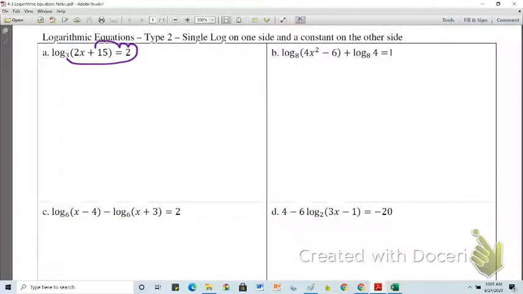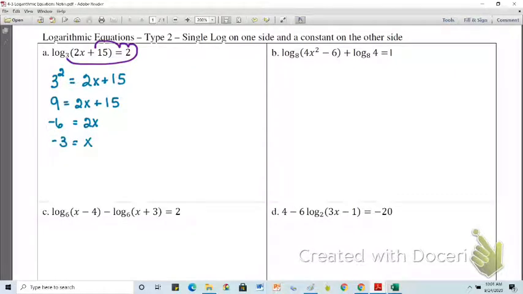And that meant 3 raised to the 2 equals 2x plus 15. 3 squared is 9. Subtract 15. And divide by 2. X equals -3.